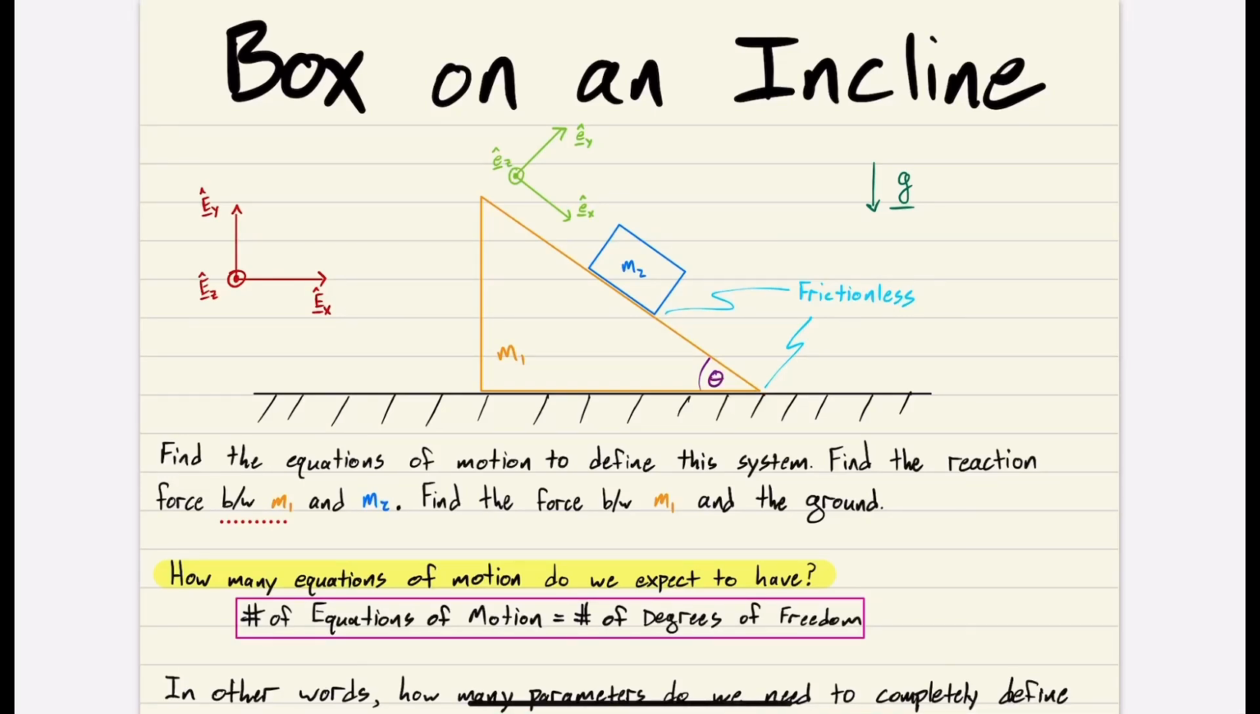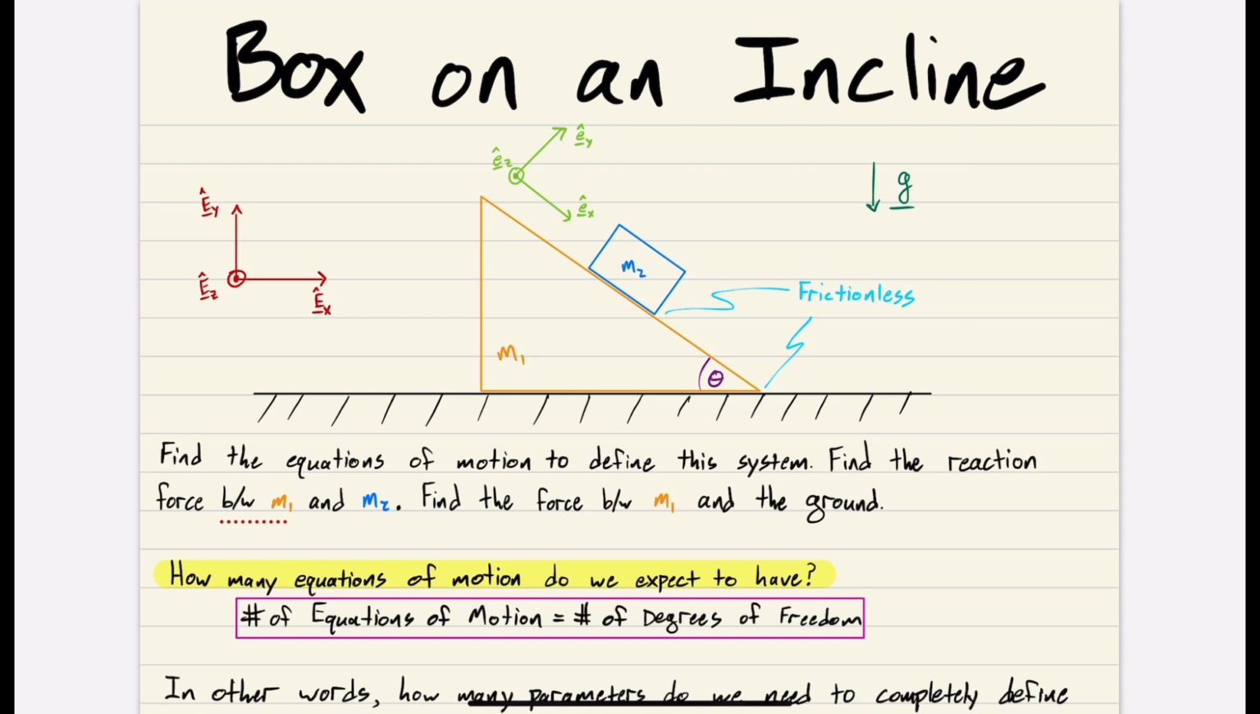Okay, let's look at this box on an incline problem. So let's first go through the setup. We have this orange wedge of mass m1, and it's on the ground, and the ground is frictionless, so this wedge can slide left and right without friction. And then stacked on top of the orange wedge is this blue box.